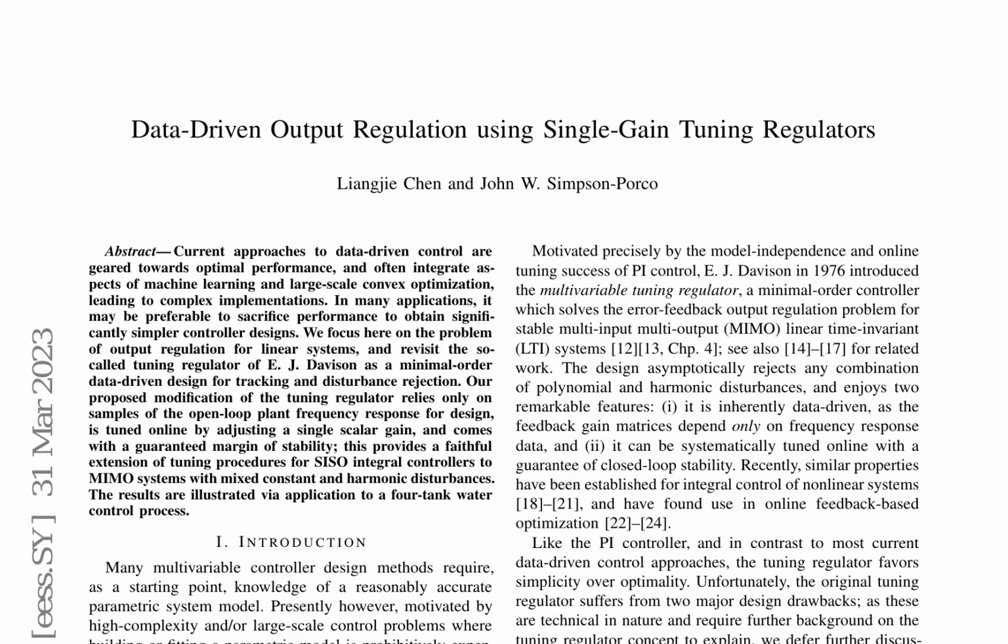The proposed single-gain tuning regulator, SGTR, aims to address the complexities and stability issues present in its predecessor, the original tuning regulator. It simplifies the implementation process and provides essential stability margin information. By reducing the number of online tuning parameters to a single scalar ε greater than 0, the SGTR facilitates a direct mapping from open-loop plant frequency response data to fixed controller gains. This design objective is crucial for enhancing the efficiency and reliability of multivariable control systems.